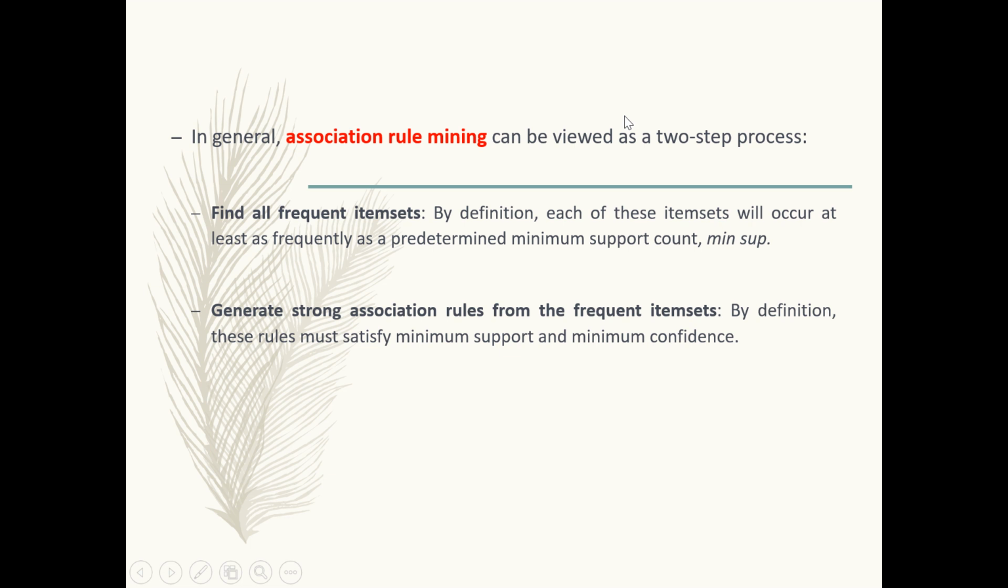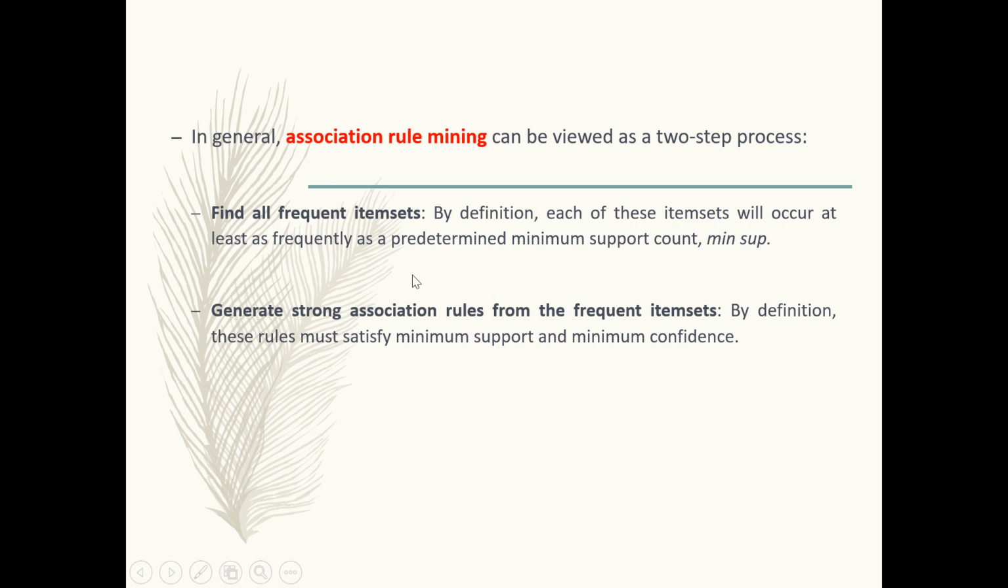After you have done that, then step 2: we have to find the rules. So, generate strong association rules from the frequent item set. Now, we find frequent item sets, there's no doubt, but it doesn't mean that all frequent item sets will lead to association rules. Then we have to check which item sets can be strong or weak.